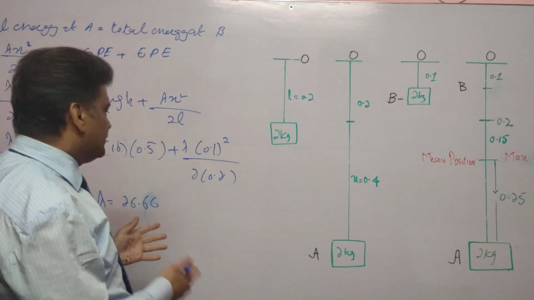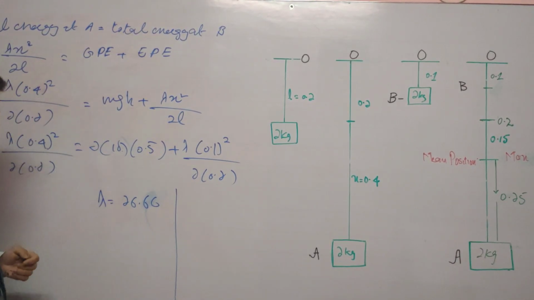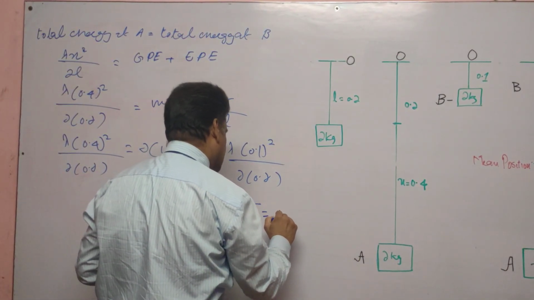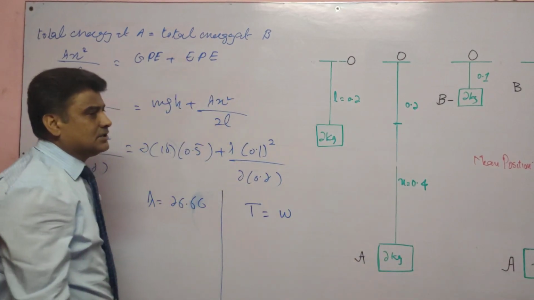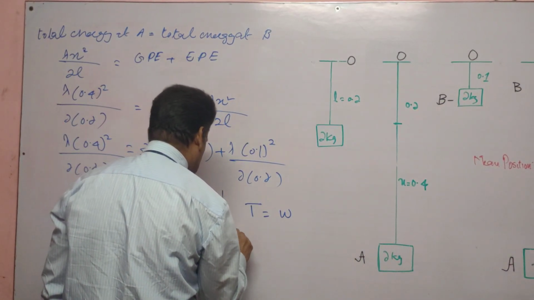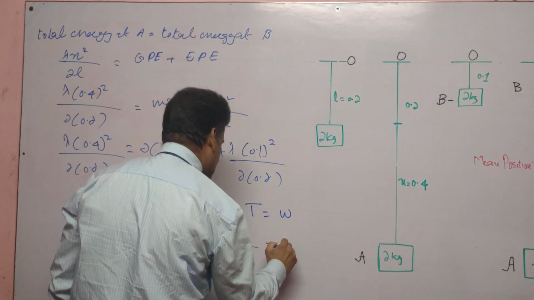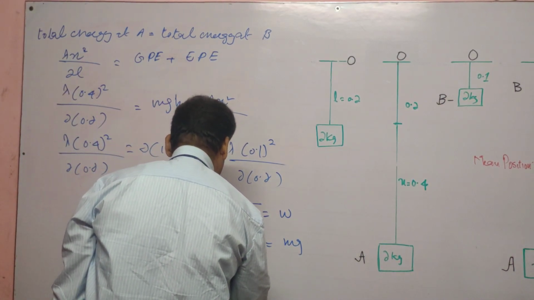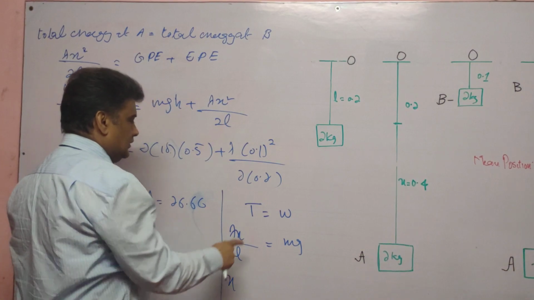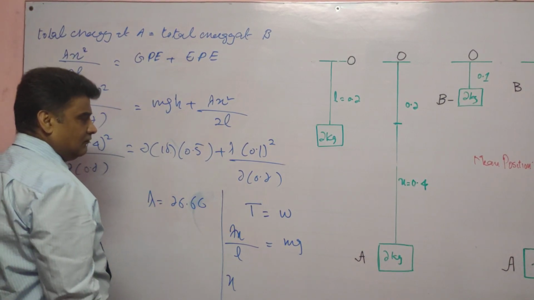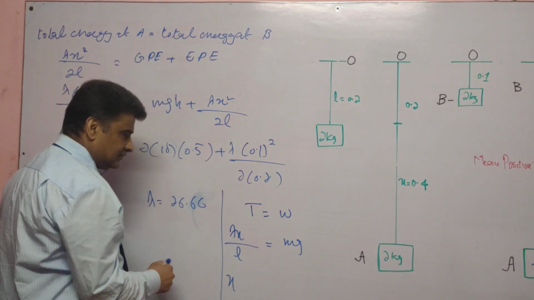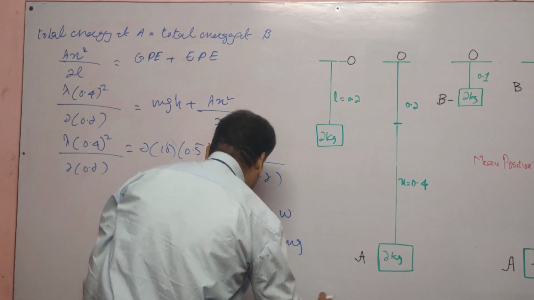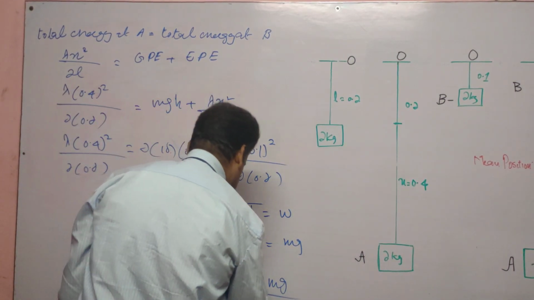For the equilibrium position, the tension in the string will be equal to the total weight. The tension is lambda x by L, which is equal to mg. From here we will get the value of x equal to L mg by lambda.